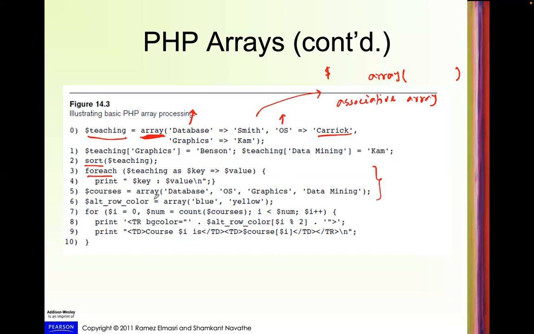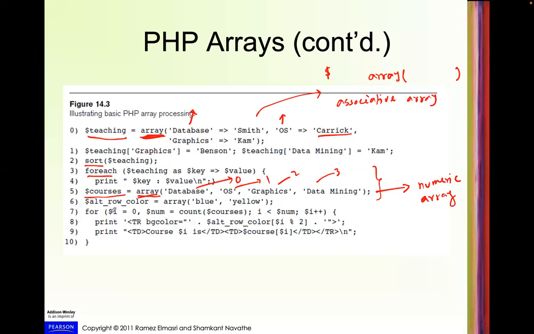All right, so this is an example of another array. So these all are examples of one-dimensional arrays. You can see that. So this one, let me tell you, this one is an example of a numeric array. You can see that here database, OS, graphics, data mining, and here the index will be like 0, 1, 2, and 3. So if you want to run a for loop on this array, it is going to look like this.